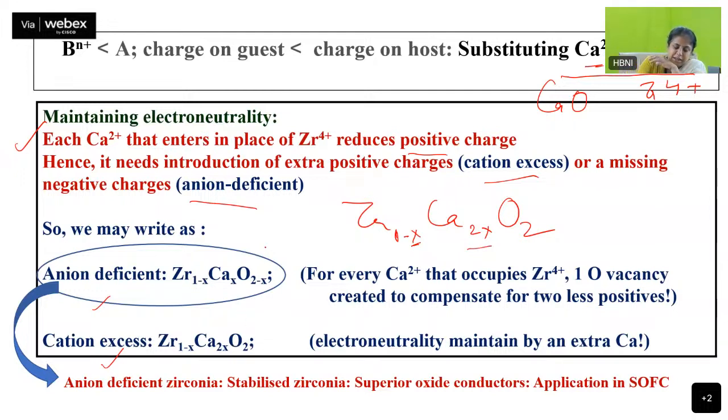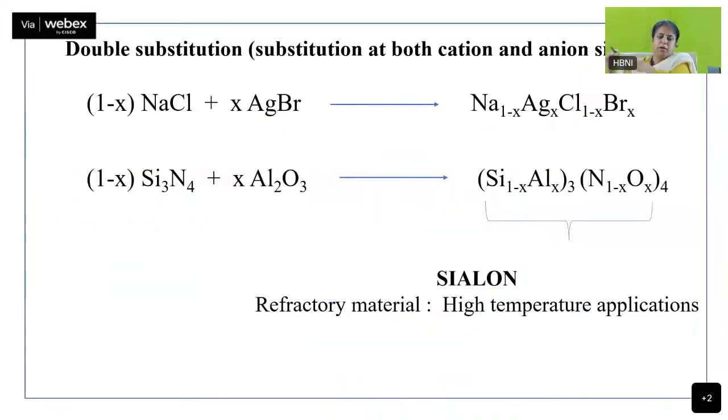This particular class, anion deficient zirconia, as I told you in the first slide, is a technologically very important class of compound. They are superior oxide conductors, and by virtue of this particular property, they've got many applications, and SOFC, solid oxide fuel cells, is just one of them. Okay. Talking of double substitution, till now we were either replacing cation, we did not talk about anion at all. You can have double substitution also, wherein both the cation and the anionic site you can put something, maintaining the charge equal. How do we do that?